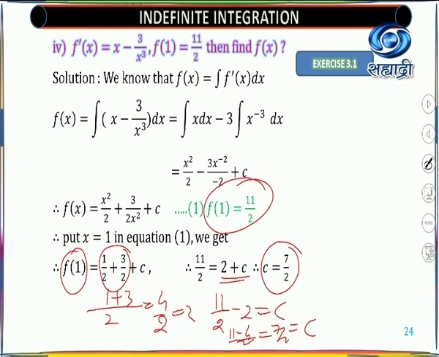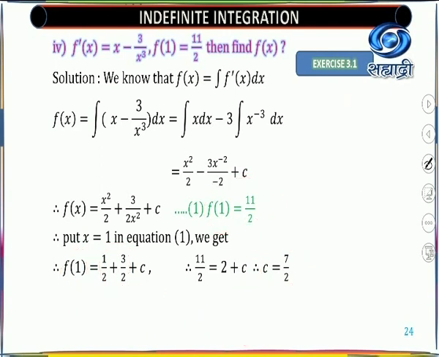So we need to substitute in our equation 1. If you substitute in your equation 1, what will you get? f(x) equal to x²/2 + (3/2)x² + 7/2. Now there is no unknown constant. Here you got a fixed constant, and that is the function you want. Therefore we are doing this method, substituting the value x equal to 1, you will get your proper function. This completes our exercise 3.1.